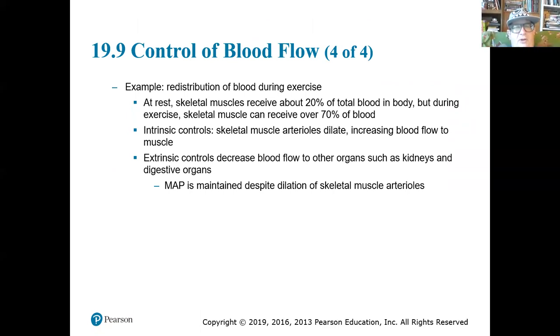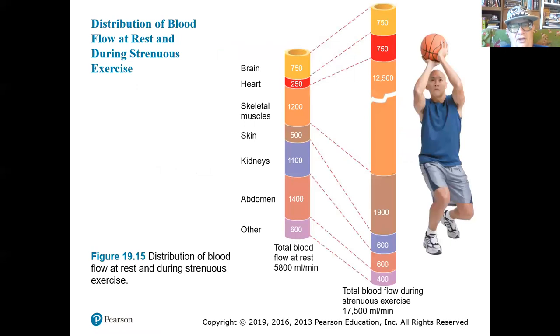All right, so for example, we could redistribute blood during exercise. When we're at rest, our muscles get 20% of the blood. When we exercise, they could get 70% of the blood. Here's a pretty picture showing the difference between the distribution at rest and the distribution when we are excited, when we are exercising or running from horrible things, whatever.